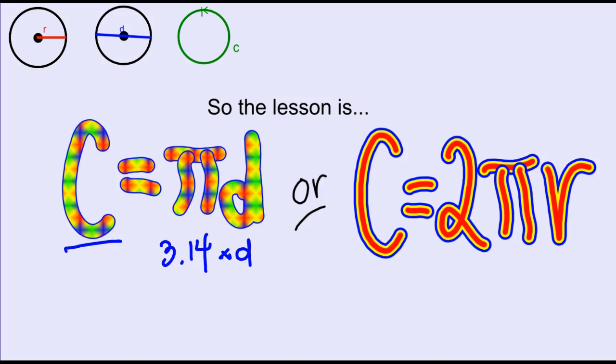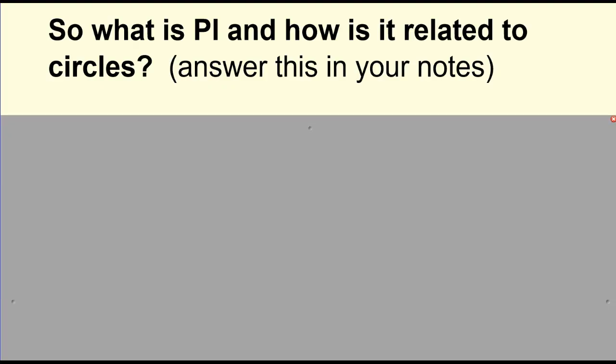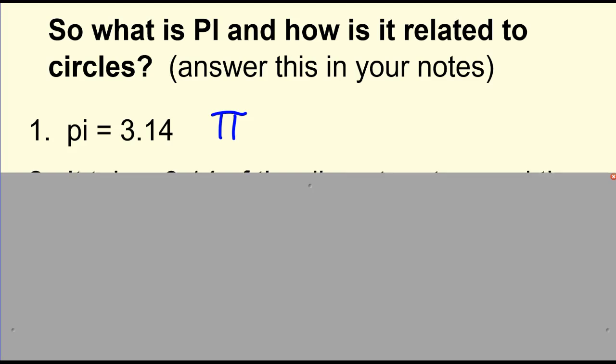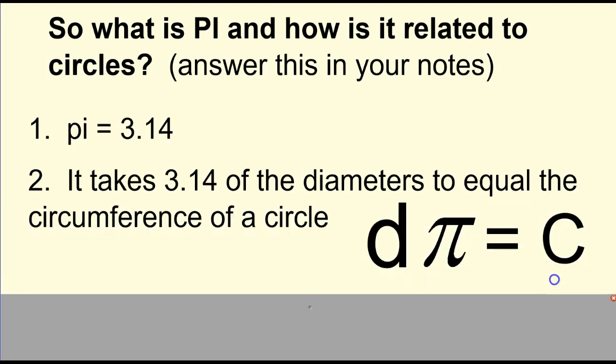Or, I could also say 2 times the radius, because 2 times the radius also gives me the diameter. Then times 3.14 would make the circumference. So, here's what you need to know. What is pi and how is it related to circles? Well, first you just need to know pi is 3.14 and it has this symbol. Secondly, you need to know that it takes 3.14 of the diameter to equal the circumference. Or the diameter times 3.14 will give you the distance around the circle.